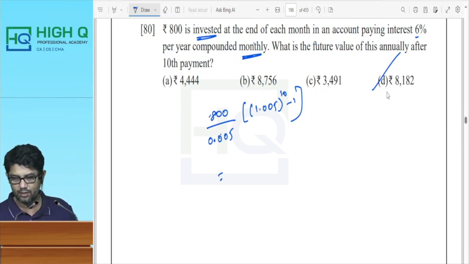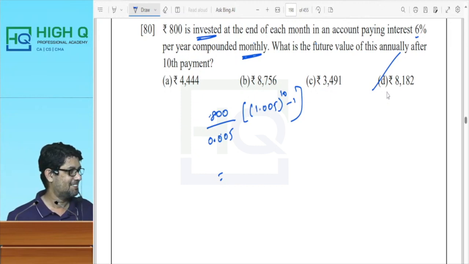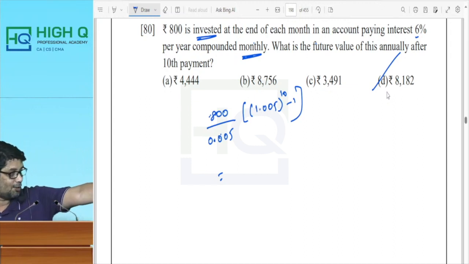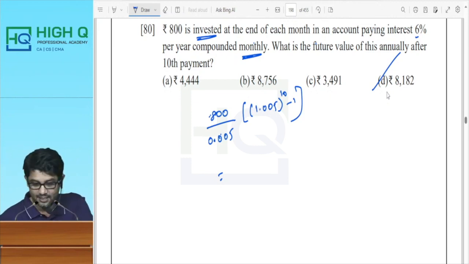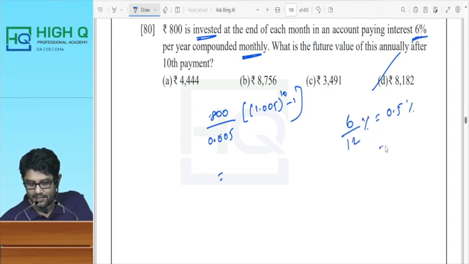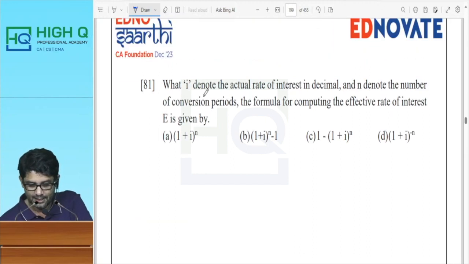How 0.005, sir? Listen here. It is on a monthly basis, so 6 by 12. The rate of interest is 6%, so 6 by 12 is 0.5%, which is 0.005. These are formulas, my dear.